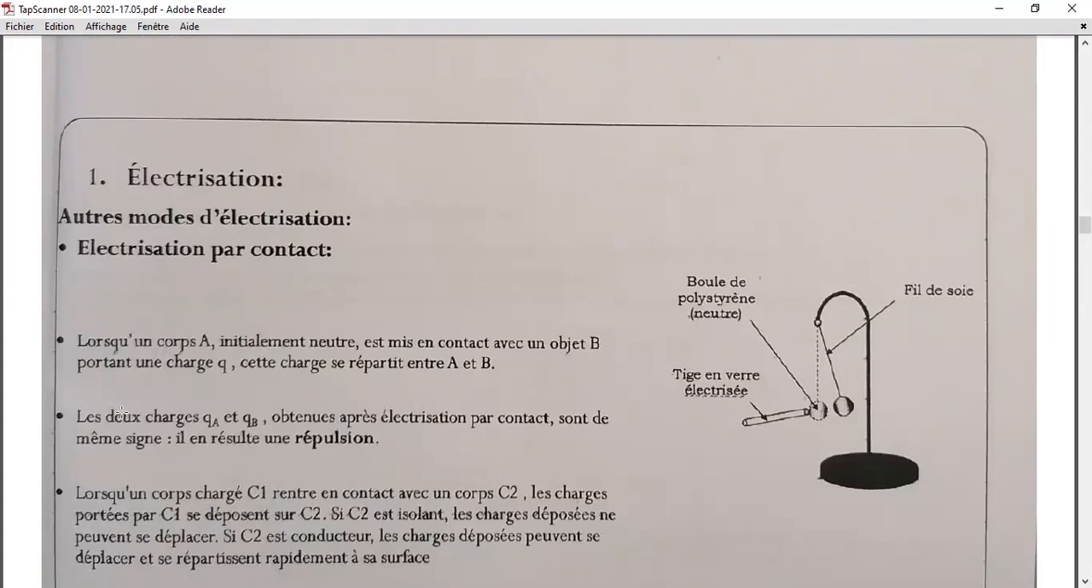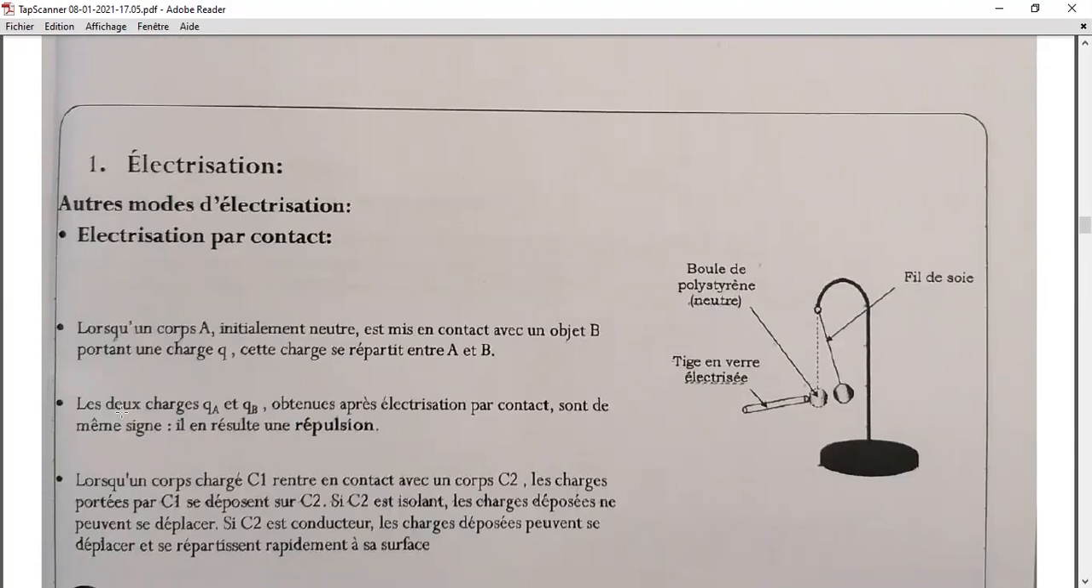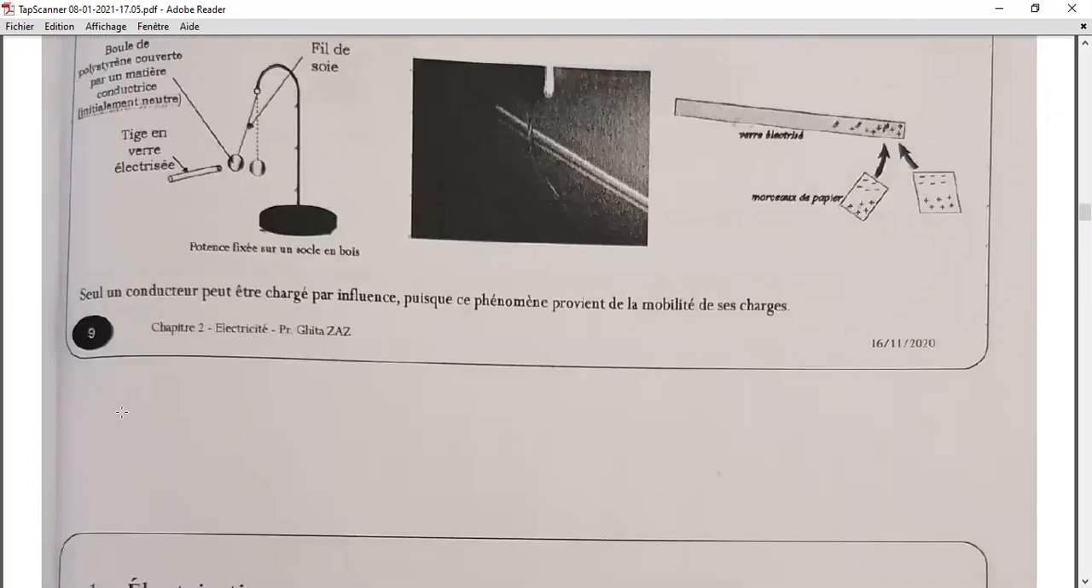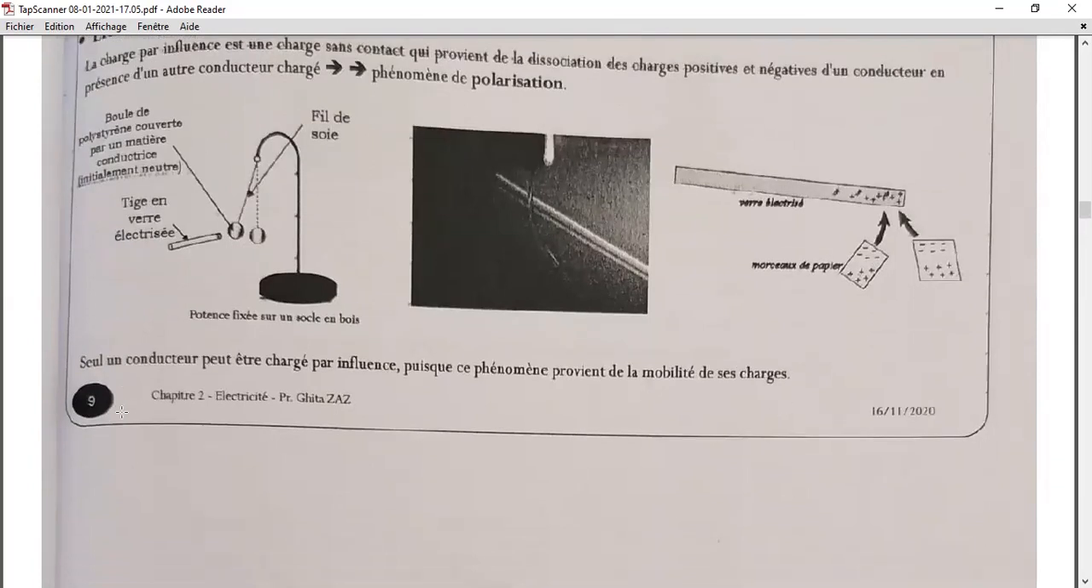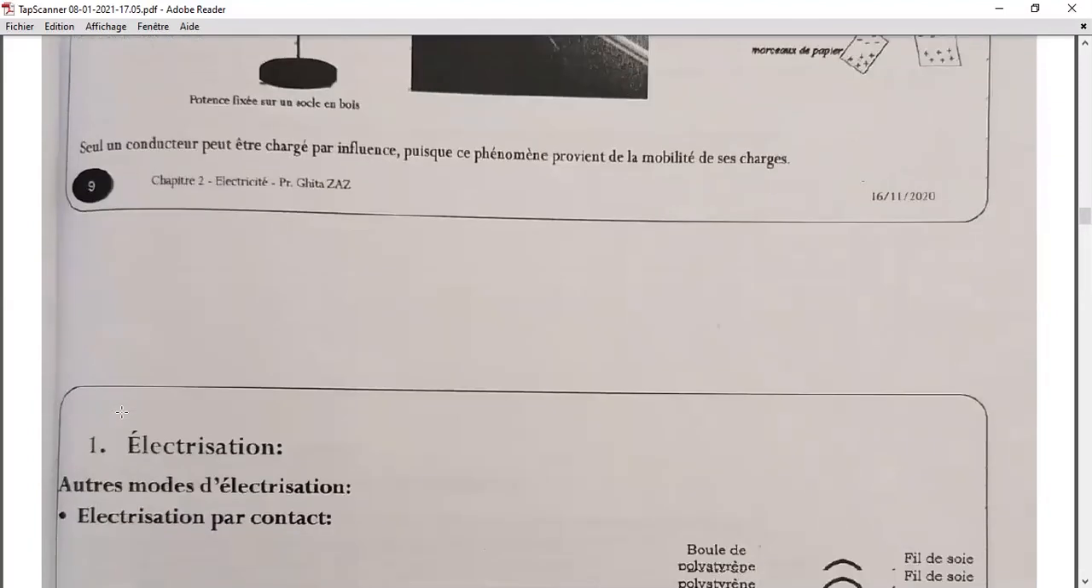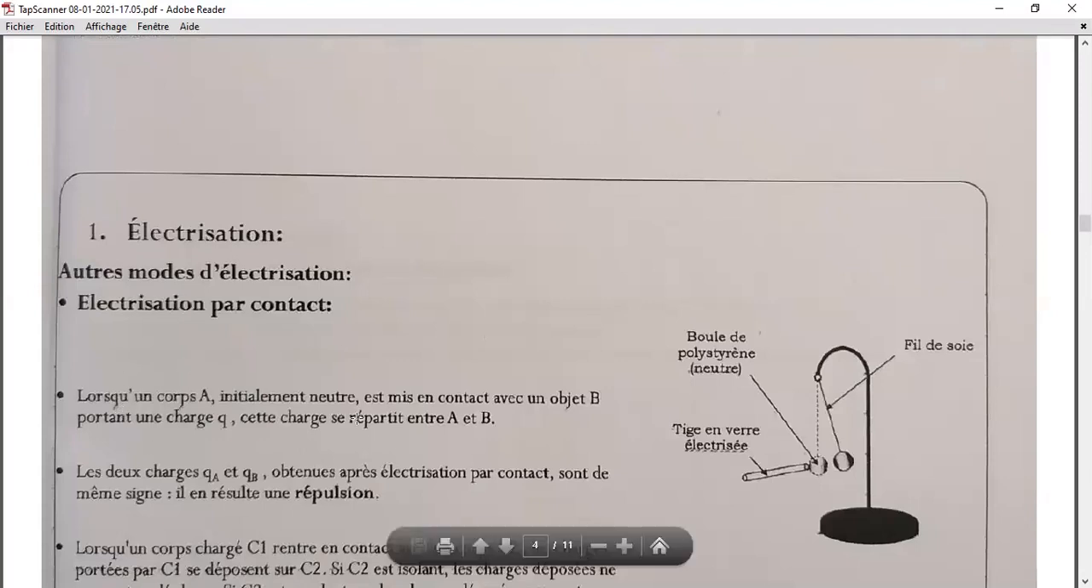Then there's another method, which is electricization by contact. Basically it's the same as influence, but here the glass rod comes closer and comes in contact with the ball. At first there'll be an attraction, as with influence, but immediately the glass comes close to the ball, there'll be some movement of charges.